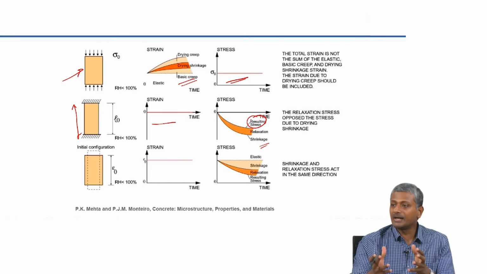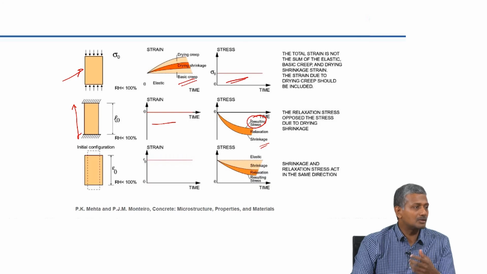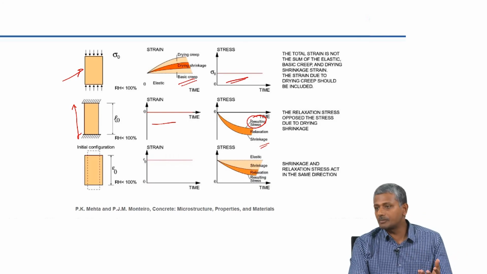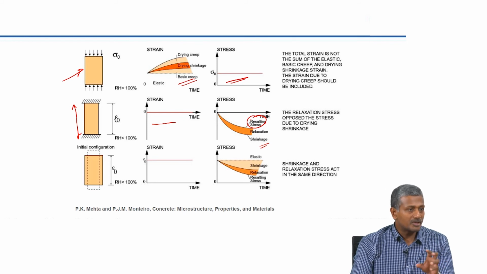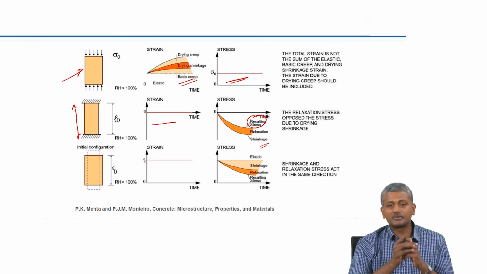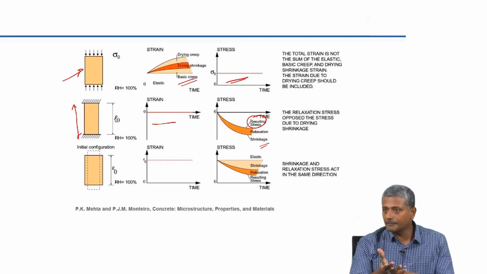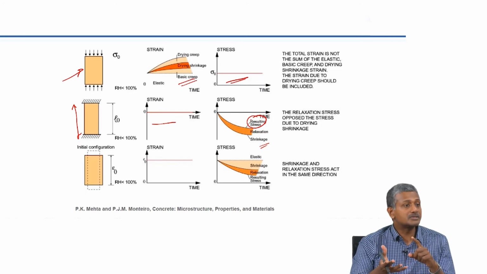So, you can look at various different ways in which creep and shrinkage can act together depending upon the type of structural member that you are looking at. And the response that you determine should be based on the conditions that the member is subjected to, whether it is drying, whether it is a member that is free to move, whether it is a member that is restrained on both sides or not.